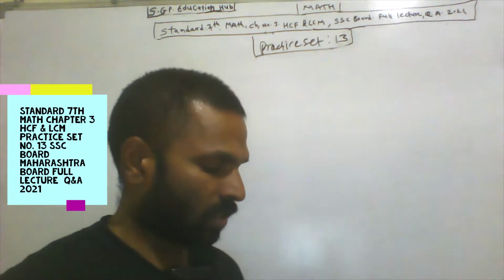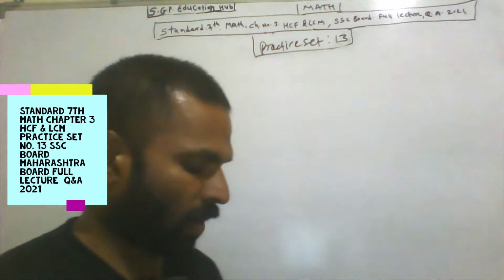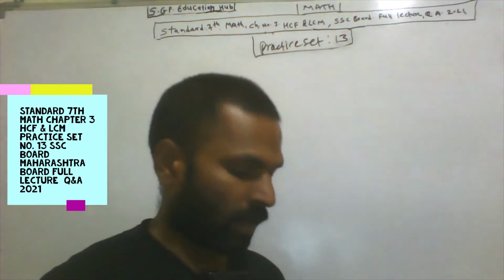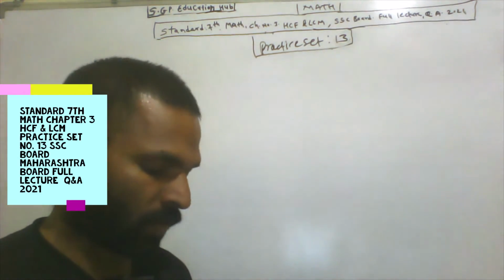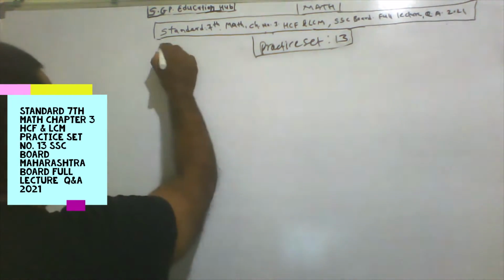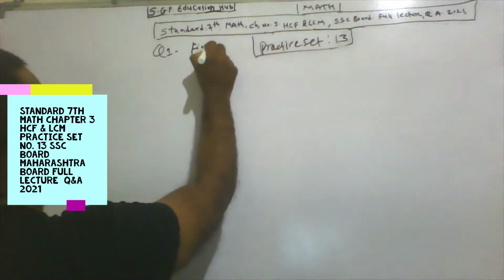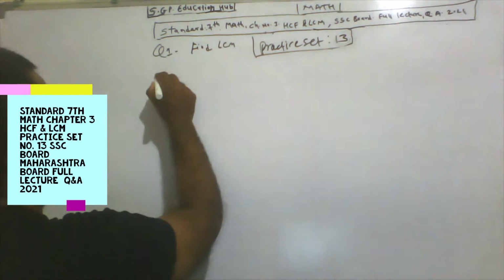In the practice set, there are two main questions. Question number 1 has 10 questions, and question number 2 has 5 questions. So now start with question number 1. Question number 1 is: find the LCM.